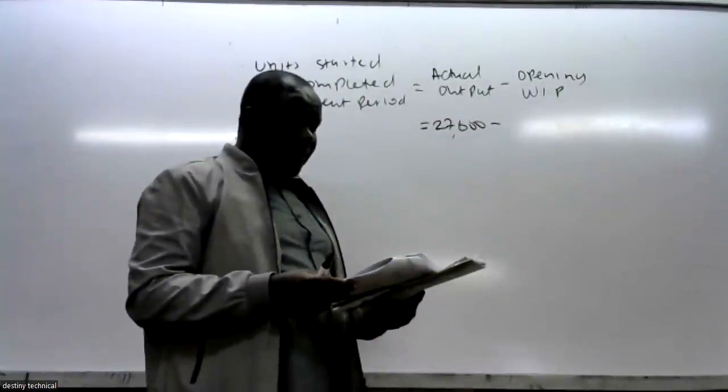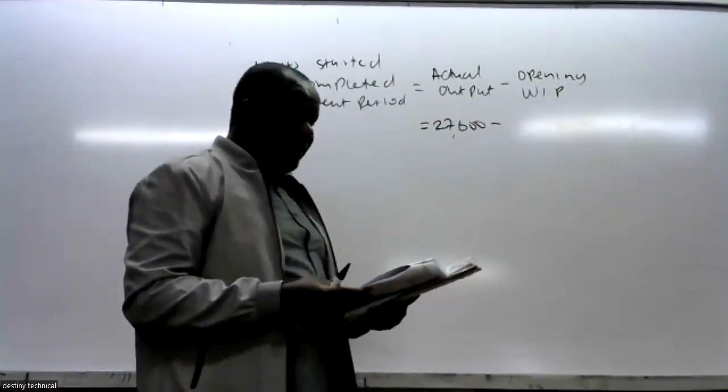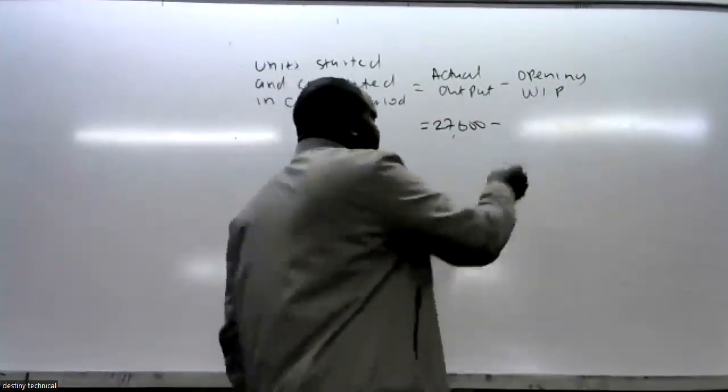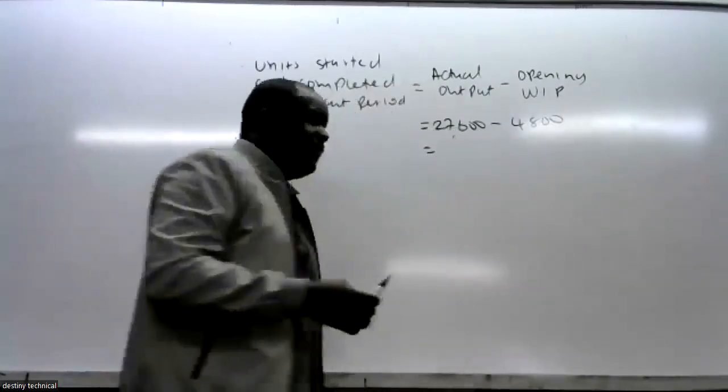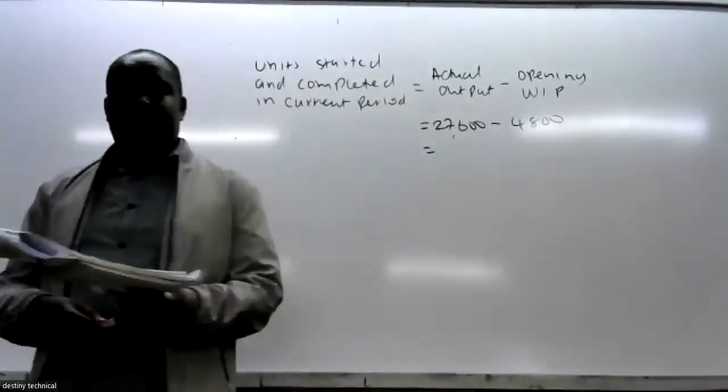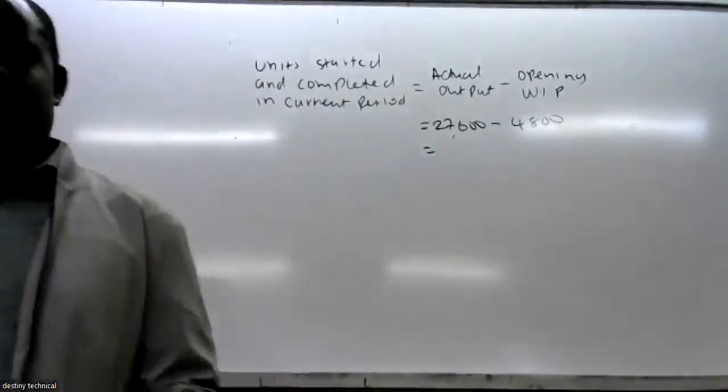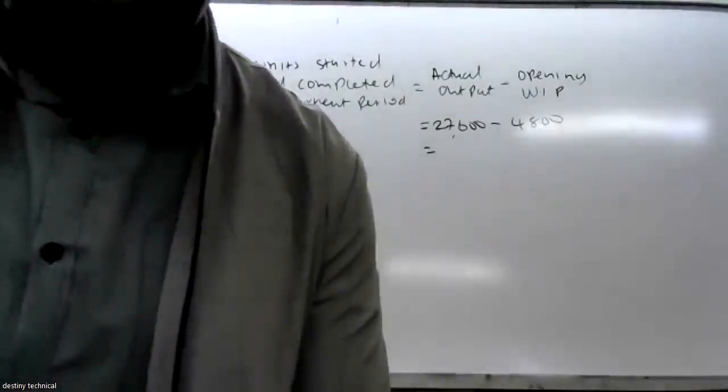That opening work in progress, remember, is 4,800. So what do we come up with when you know that? Get for me the figure you will be coming up with in that element.